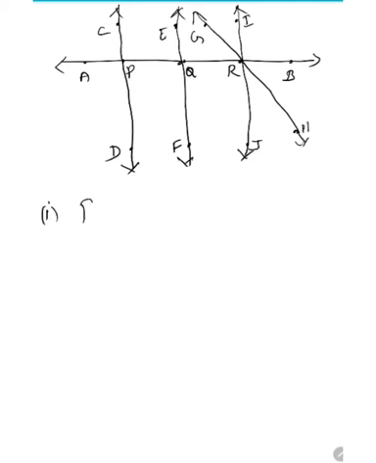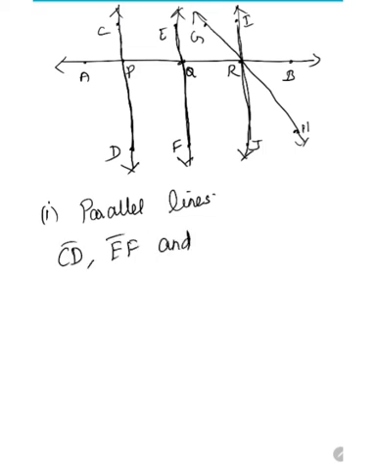What are the parallel lines here? So CD, we can take CD, EF and IJ. These are all called parallel lines. So CD, EF and IJ are parallel lines.